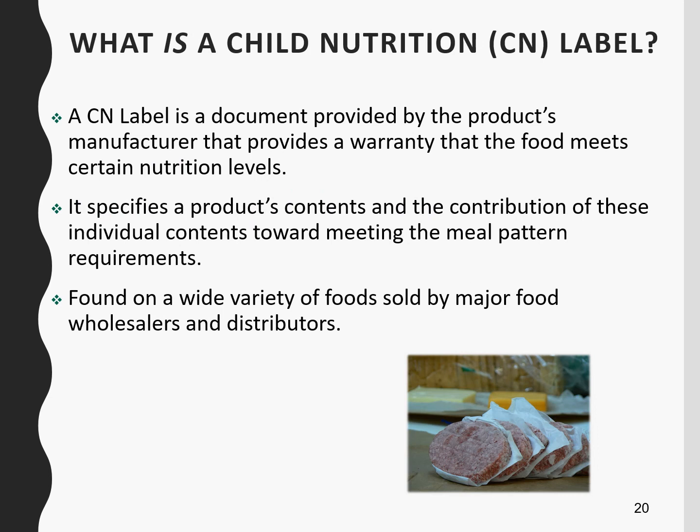What is a child nutrition label? A CN label is a document provided by the product's manufacturer that provides a warranty that the food meets certain nutrition levels. It specifies a product's contents and the contribution of these individual contents toward meeting the meal pattern requirements. They are found on a wide variety of foods sold by major food wholesalers and distributors.